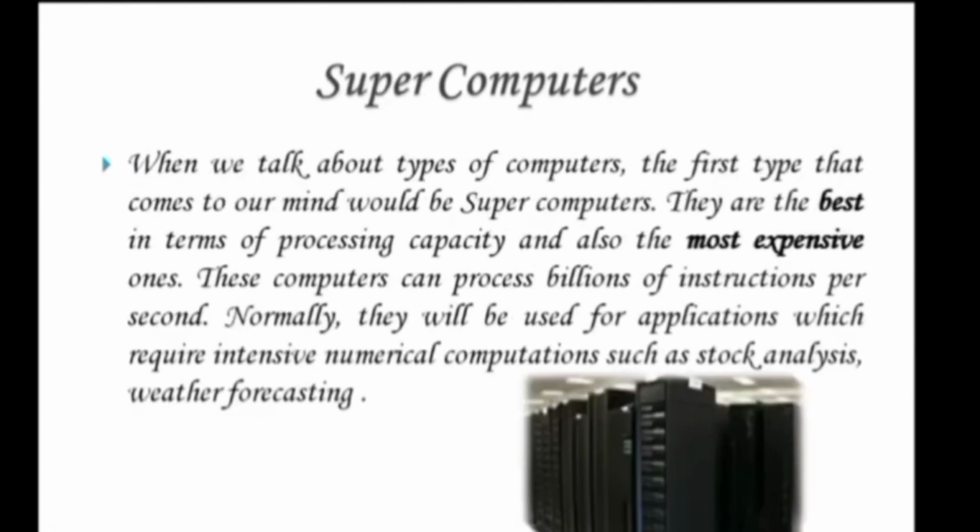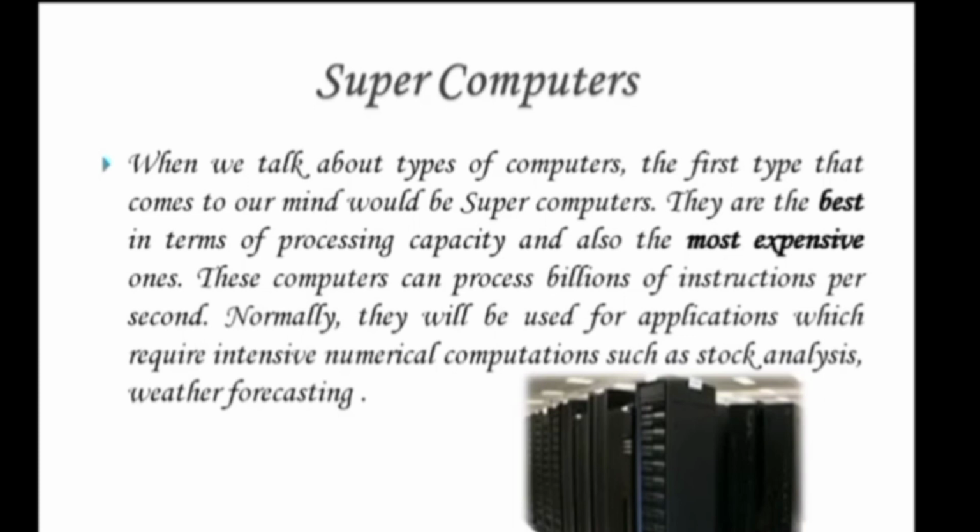Now, on the basis of their speed, size, and cost, the computer can further be divided into four parts. Number one, the supercomputer. When we talk about these types of computers, the first type that comes to our mind would be the supercomputer. They are the best in terms of processing capacity and also the most expensive ones. When we talk about speed, that is the processing capacity of any device, the first thing that comes to our mind is the supercomputer.